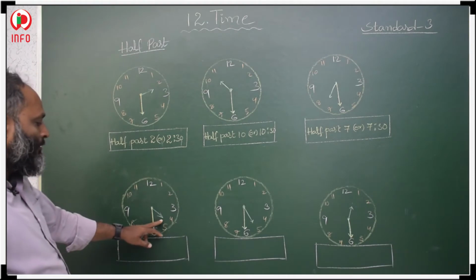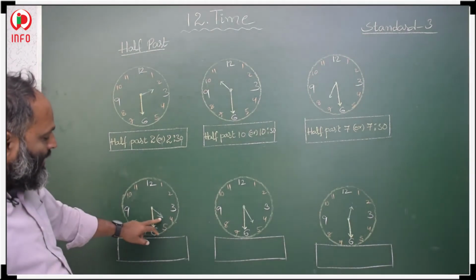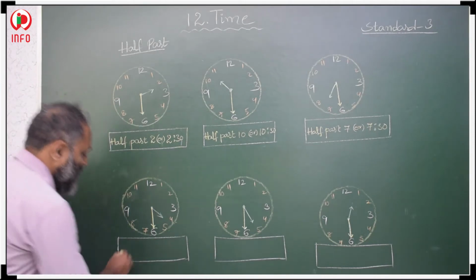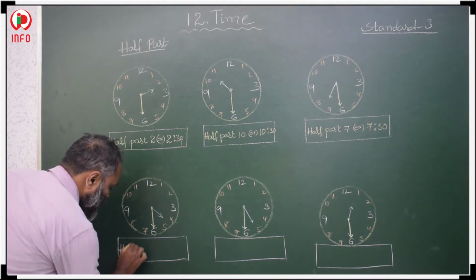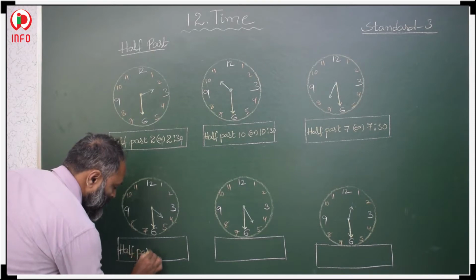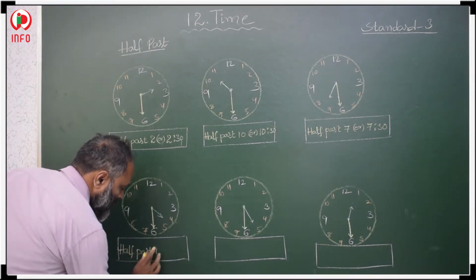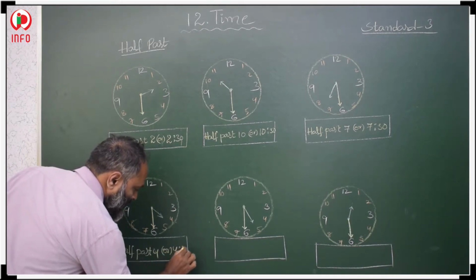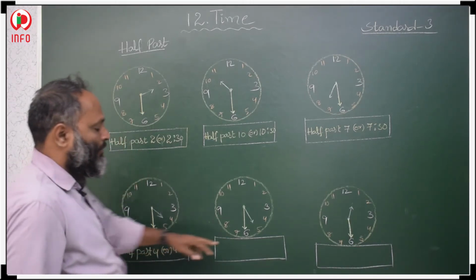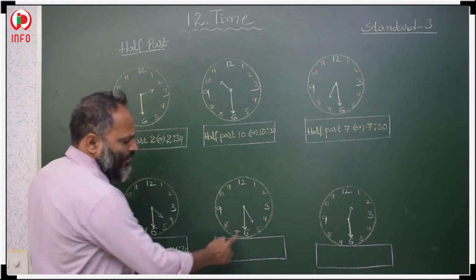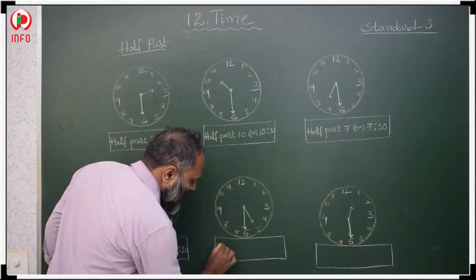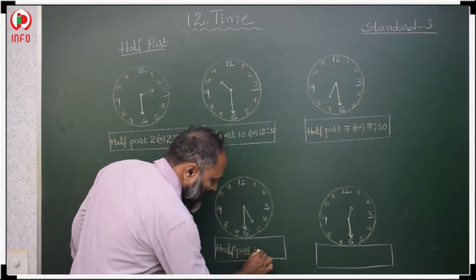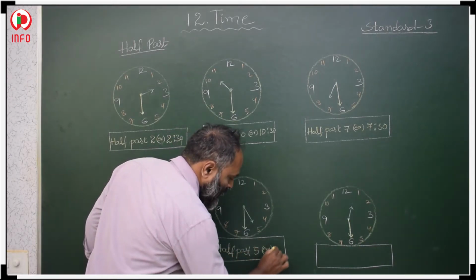Here half past 4. Why? This hour hand is in between 4 and 5. So we have to take 4, the smaller one. Half past 4, or 4:30. Here this is half past 5, or 5:30.